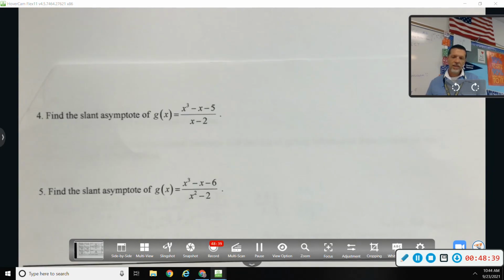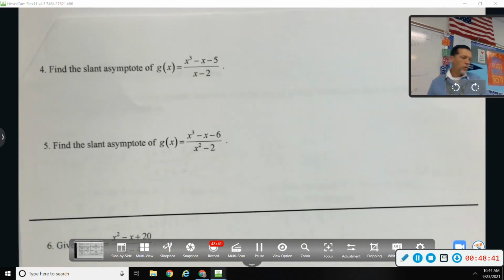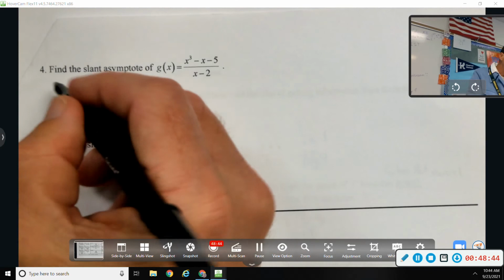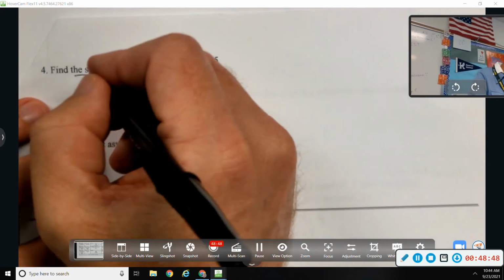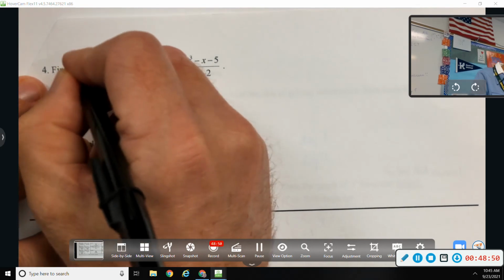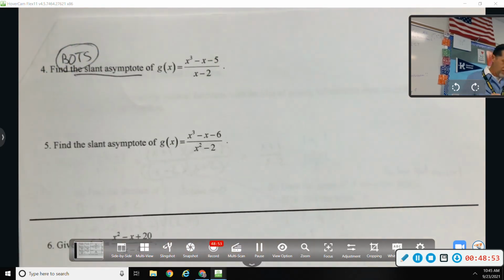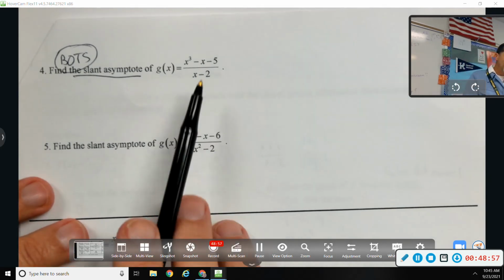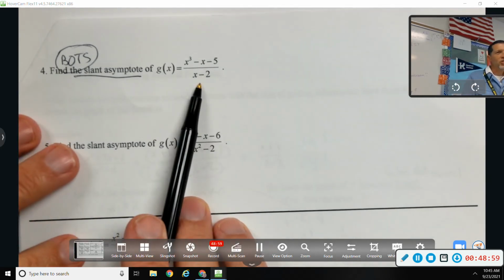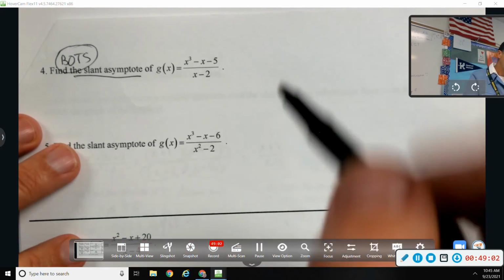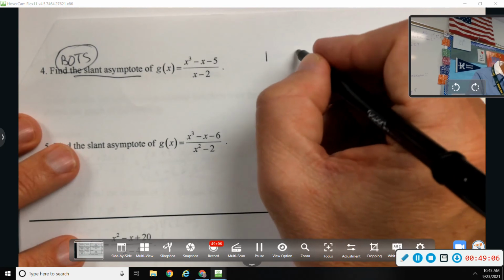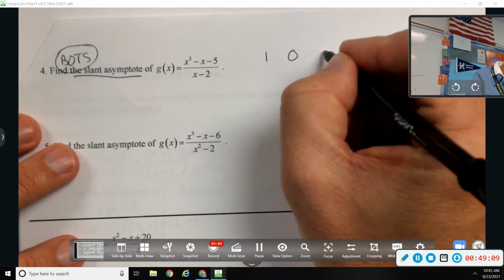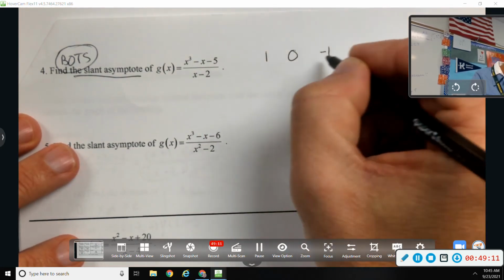Number 4, find the slant asymptote. Well, first, how do we know this thing has a slant asymptote? Because it's bigger on top. This is a bottom-heavy problem. Is it eligible for synthetic division? Yes. It's going to have to be because you're not going to do the other one, huh? Oh, we're missing a term, so be careful. I don't know if that was intentional or not, but it's missing a term.